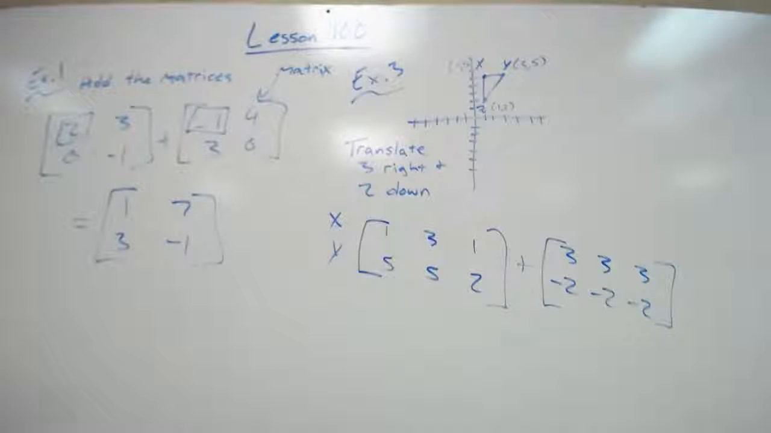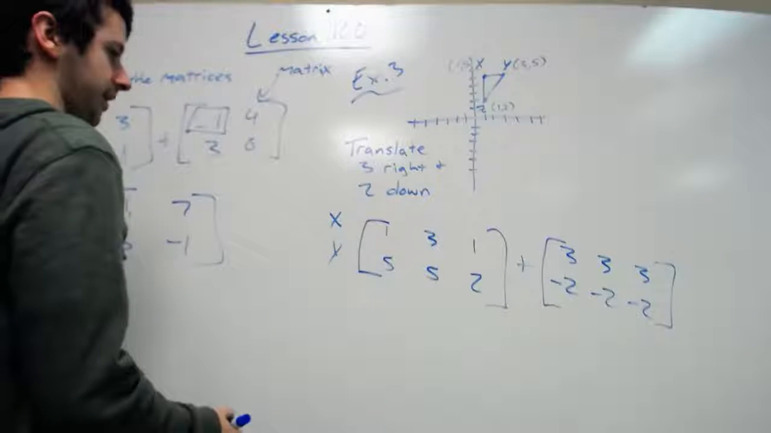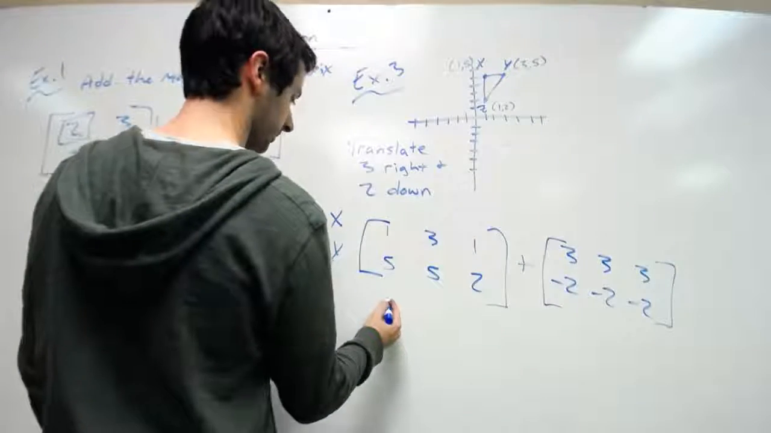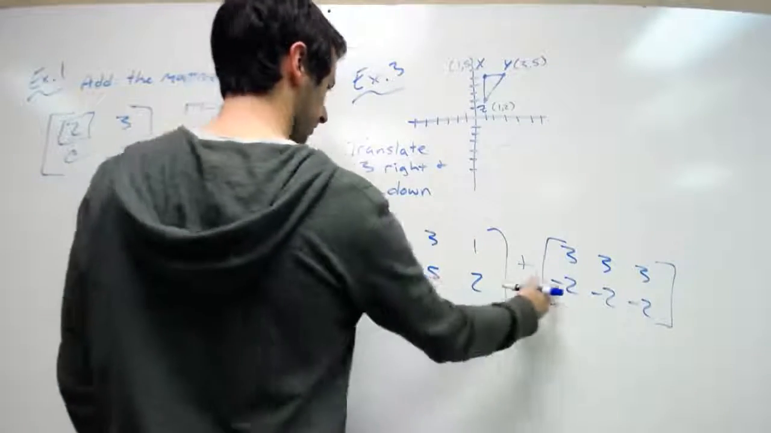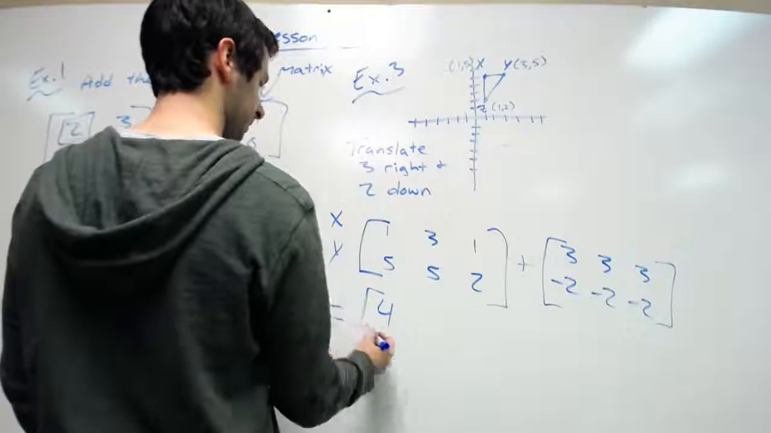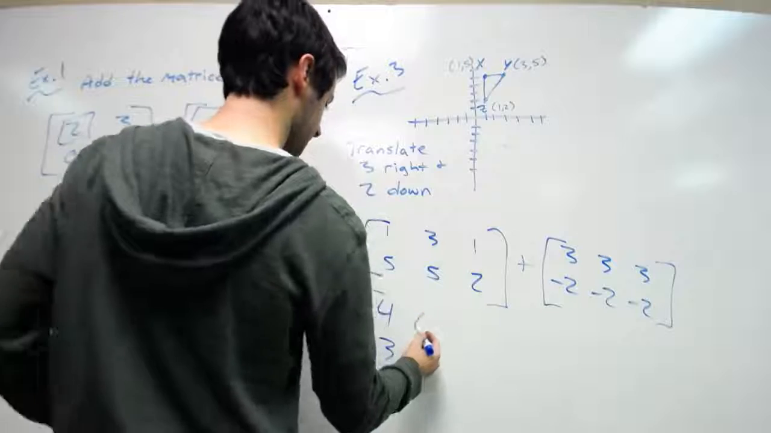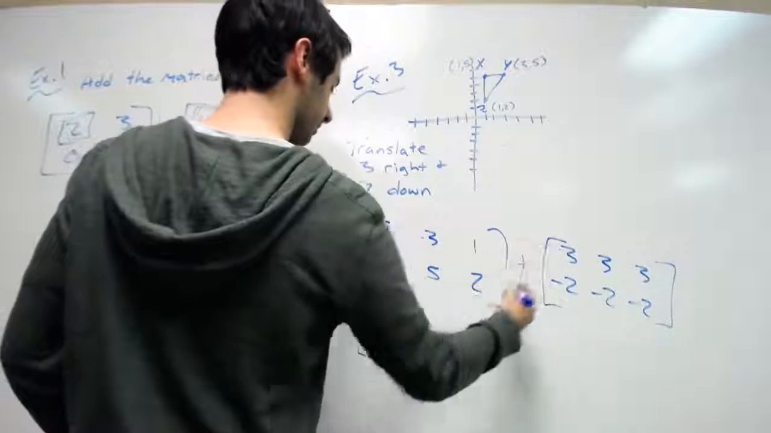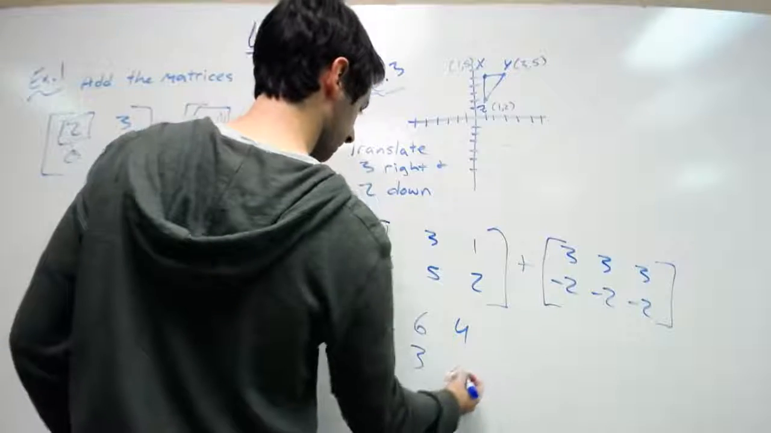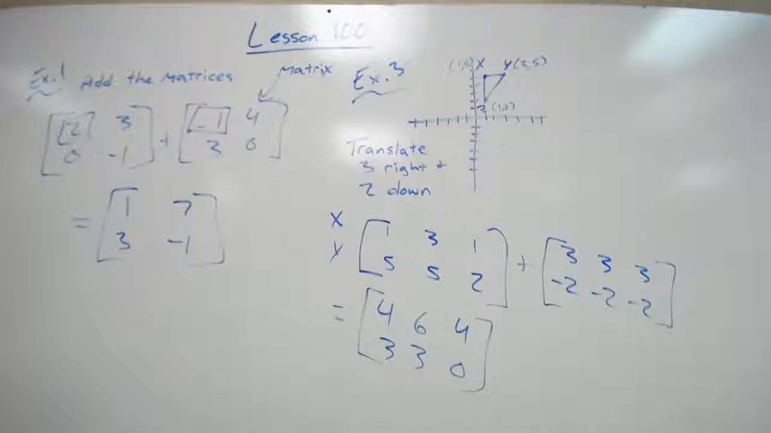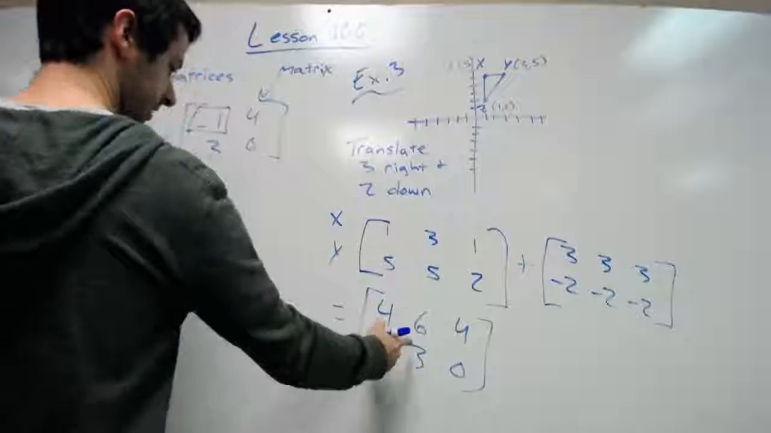So, when I add them together, 1 plus 3 is 4, 5 minus 2 is 3, 3 and 3 is 6, 5 -2, 3, 1 and 3 is 4, 2 -2, 0. So my new coordinates are 4, 3, 6, 3, and 4, 0.